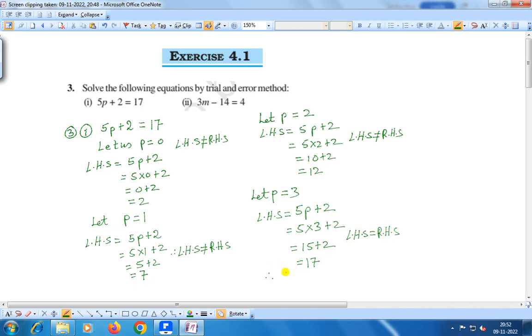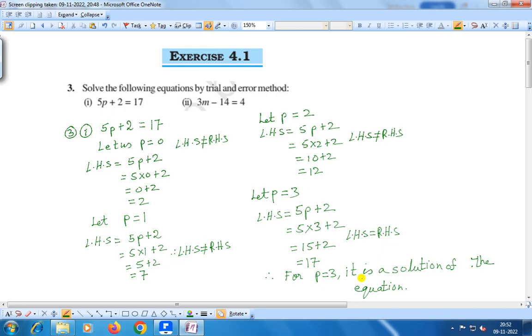Therefore, for p is equal to 3, it is a solution of the equation. Right? Now we solve question number B.